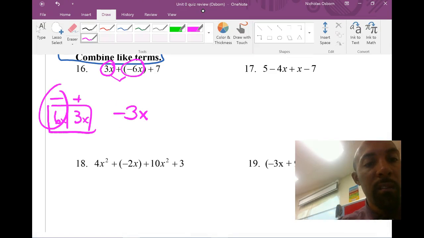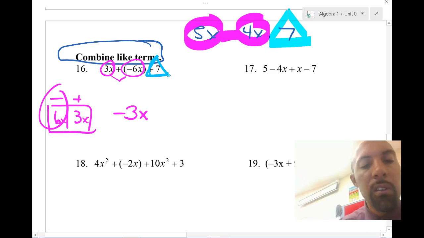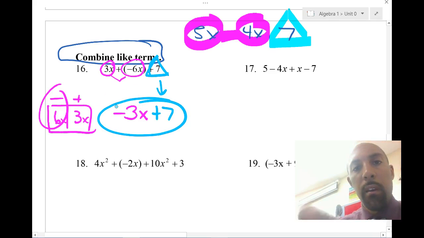And then the other one is the 7. And the 7 is by itself. If you want to use a highlighter on the quiz, I'm totally okay with that. And if it's by itself, then I just bring it down. And that's my answer.